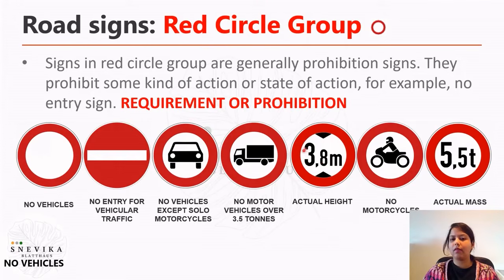Similarly, not just for height, there is a sign for width too. If the sign says 3.8 in width, your car should not exceed 3.8 meters. And this one is for the mass of your vehicle. If it is 5.5 tons, then you can go. If your vehicle is more than this, you are not allowed to go. So this is a prohibition sign.